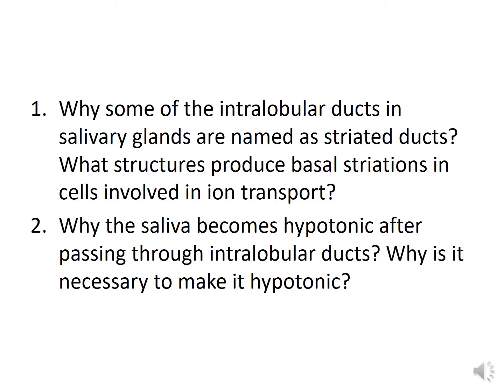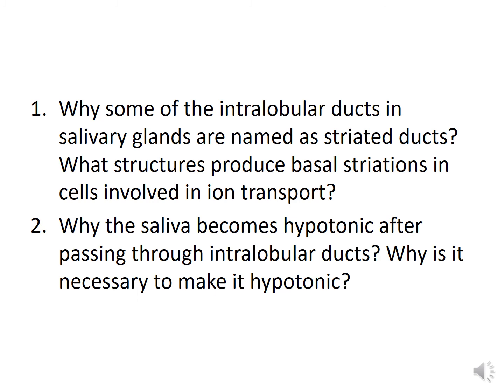Now you can very well answer why some of the intralobular ducts in the salivary glands are named striated ducts: because they show basal striations in their basal parts. And what structure produces basal striations in the cells involved in ion transport? The structure involved in the production of basal striations is the basal plasma membrane and the mitochondria present between these foldings. And of course, this arrangement facilitates ion transport across the cell membrane.